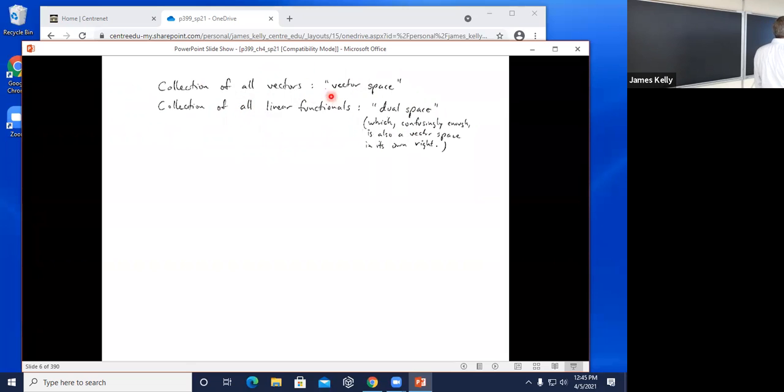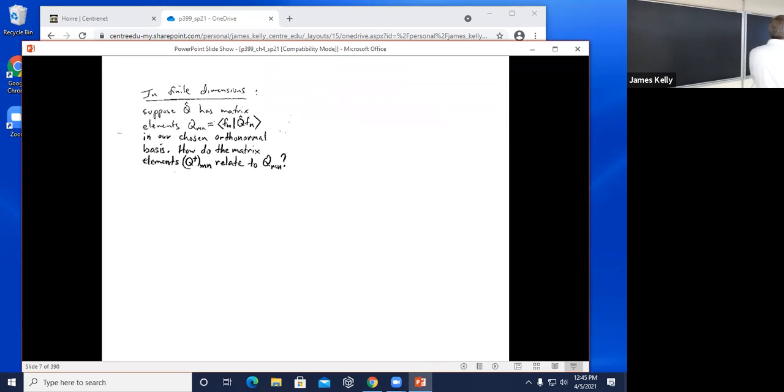The collection of all linear functionals is another vector space, and people usually call it the dual space to the original vector space. So you've got a vector space, a collection of vectors that you're considering. There's always a dual space, which is the collection of all linear functionals on that vector space. You have to have a scalar product defined to make sense of that. So these are just some things that Griffiths mentions very quickly at the end of the chapter.